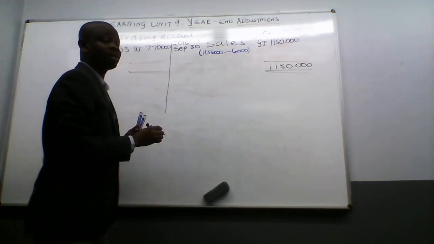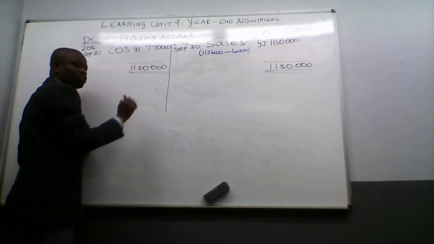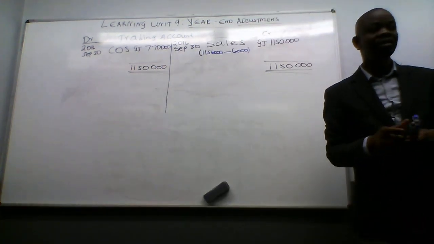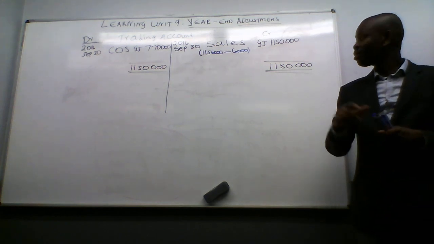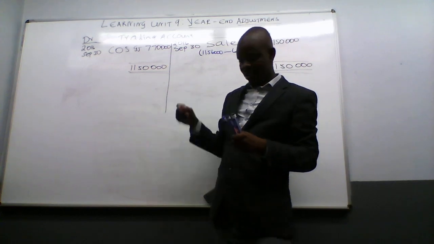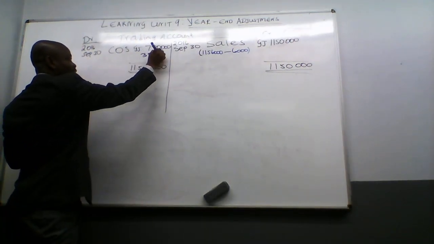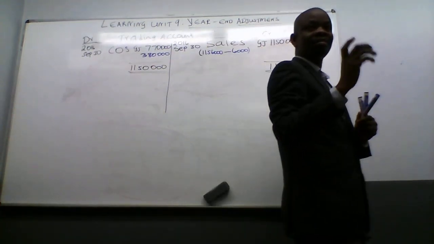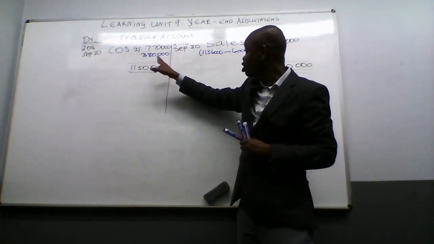You see now? Guys, some people are still struggling to balance the account. Please let's make sure that we know how to balance the account. So, what is the difference between the sides? Obviously, this minus 380. That's the difference, the missing figure. Because when you take this and you add this, you must get that.